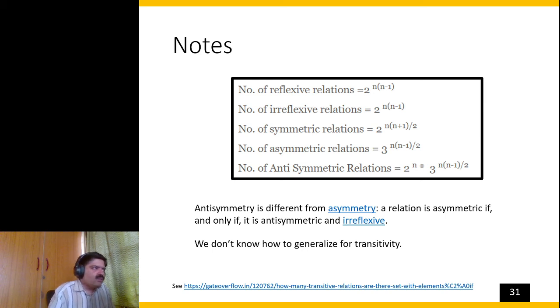So now we know the number of reflexive relations, irreflexive relations, symmetric relations, and antisymmetric relations. But at this point, I should warn you that antisymmetry is different from asymmetry. So the number of asymmetric relations is different from the number of antisymmetric relations here. We will not get any more into the basics here, but these are a few things that you should know at this level for this course.